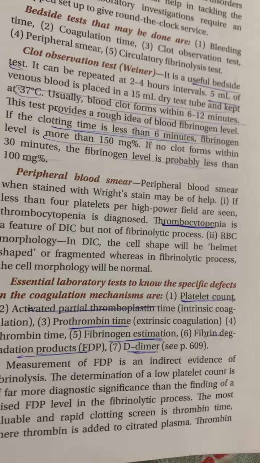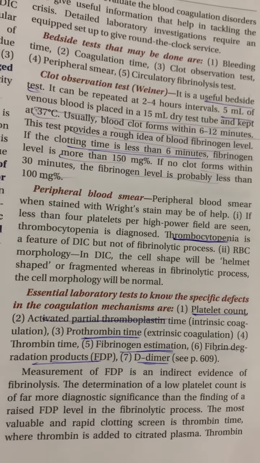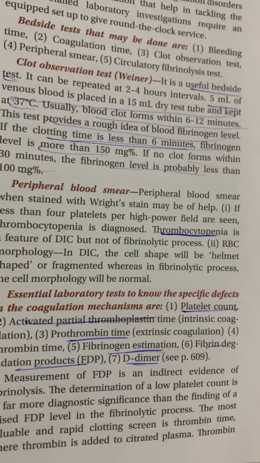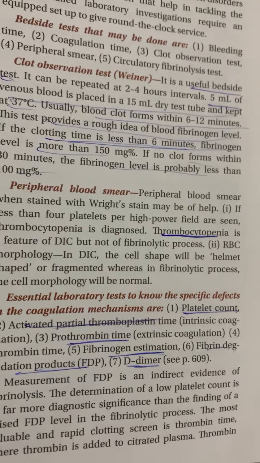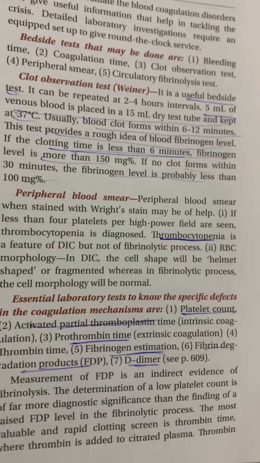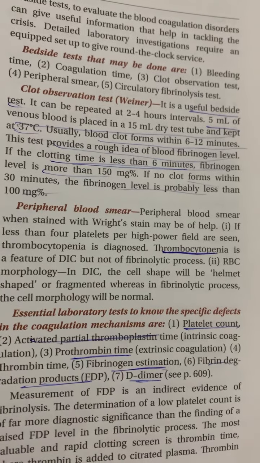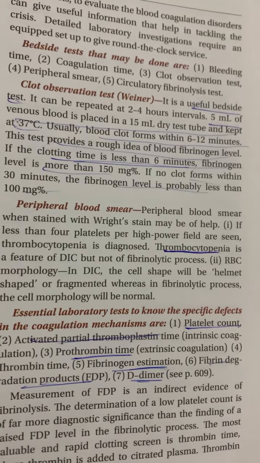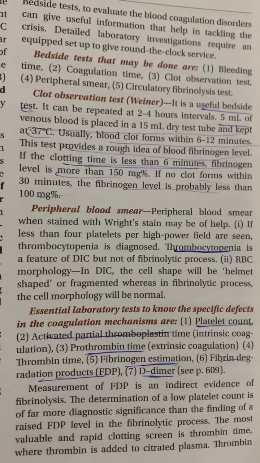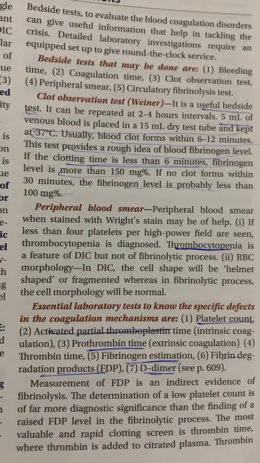Then we can do one more bedside test called the clot observation test, or Lee-White venous clotting test. In this, we draw around 5 ml of blood from any of the veins. We keep it in a test tube at 37 degrees Celsius, that is, at room temperature. Within 6 to 10 minutes, a clot will be formed. So based on the time in which the clot is formed, it will give us a rough idea about the fibrinogen level. If the clot is formed in less than 6 minutes, that means the fibrinogen level is more than 150. If it takes more than 30 minutes for a clot to form, then the level is less than 100.